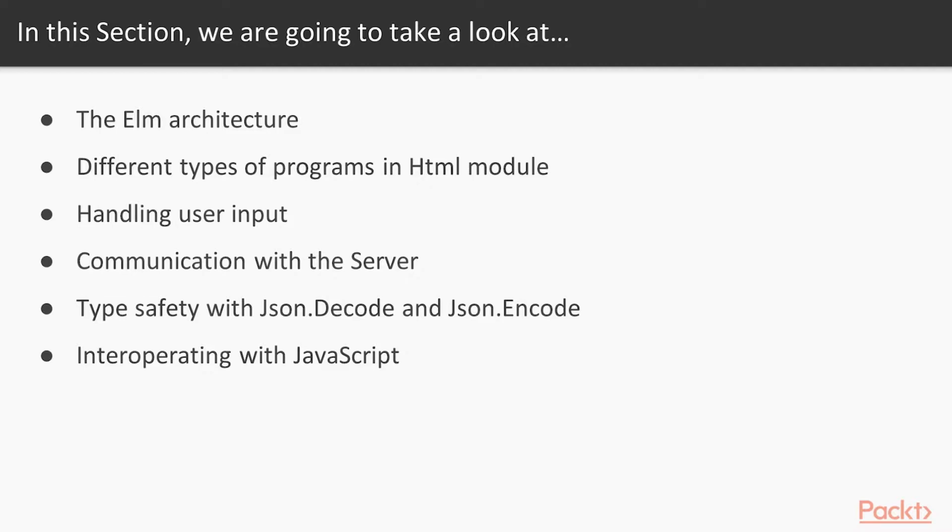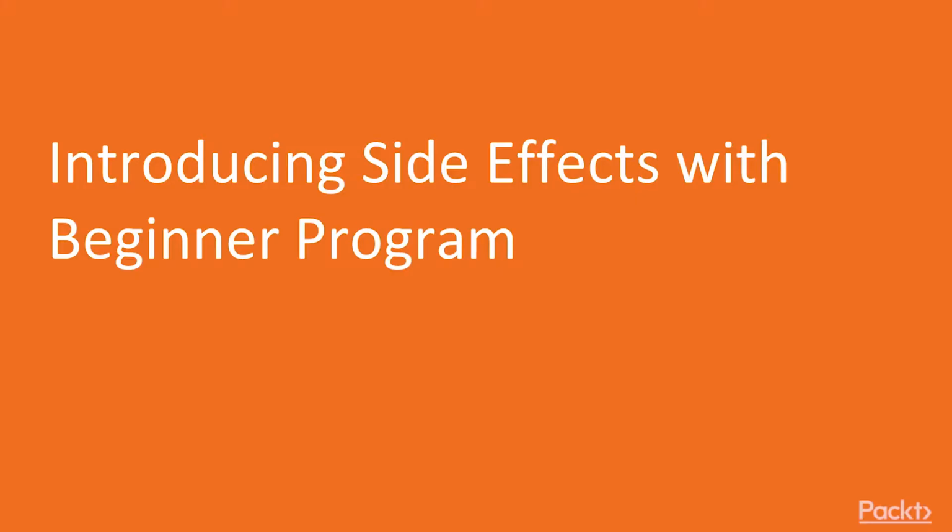the Elm architecture. You're going to learn what kind of programs you can build with the HTML module. You're also going to learn how to handle user input and perform the communication with the server. And then I'm going to explain how to ensure type safety with the JSON decode and JSON encode modules. We're going to wrap it up by learning how to interoperate with JavaScript, introducing side effects with beginner program.